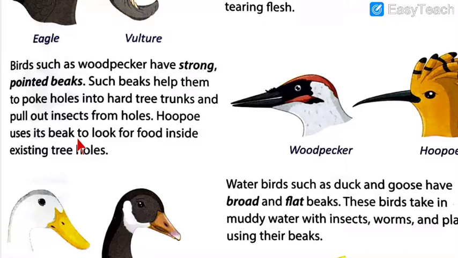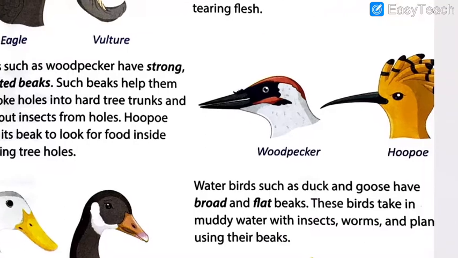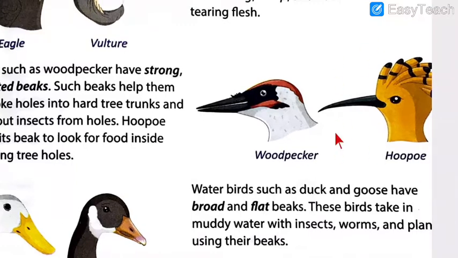Hoopoe uses its beak to look for food inside existing tree holes. That means, if you can see another bird, this bird does not poke the hole. This bird only looks into the hole which is already there. So hoopoe is not able to poke the hole, but it is able to peep inside and catch the insects inside the hole which are already there.